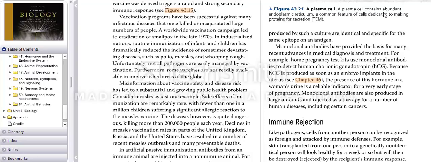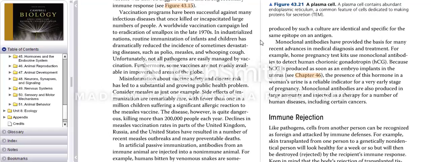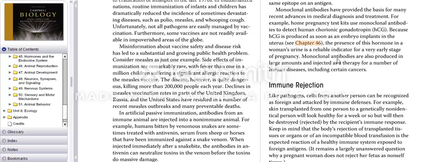These monoclonal antibodies have been proven useful. They're used now a lot for home pregnancy test kits to detect human chorionic gonadotropin, maybe? I don't know. So that's my guess. Anyway, the monoclonal antibodies can be useful.